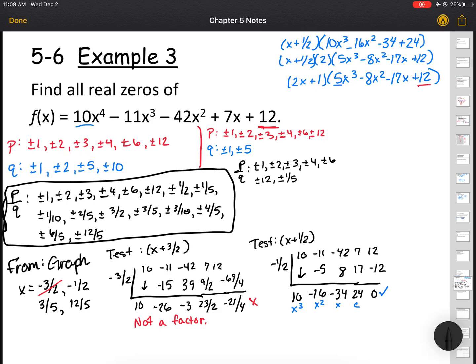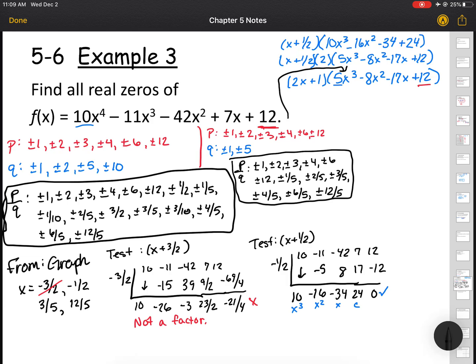1/5, 2/5, 3/5, 4/5, 6/5 and 12/5. Okay, so here's my possible zeros here of this polynomial here.